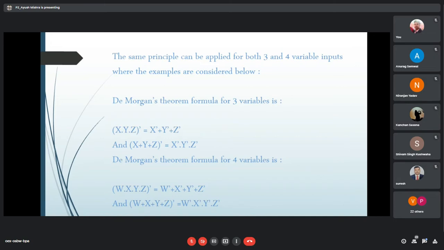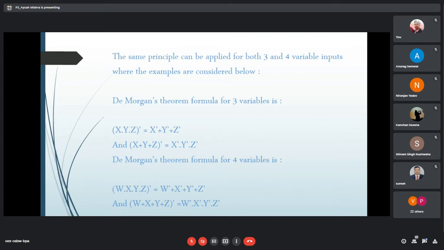Now this particular slide is what we need to understand more deeply and proficiently. The same principle can be applied for both 3 and 4 variables. Until now we have learned that De Morgan's theorem holds true for 2 variables, but that is not the whole case. De Morgan's theorem, which we study in computer fundamentals, was actually derived through set theory, and this holds true not only for 3 or 4 variables but also for n variables. All we need to keep in mind is the basic formula of breaking the line and changing the sign.